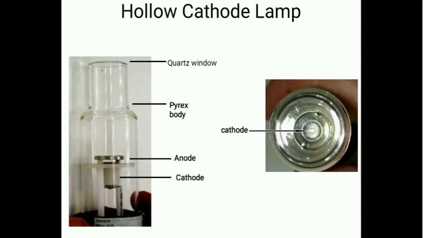So this is the hollow cathode lamp. On the very top, a quartz window is there. Then at the bottom we have the cathode and anode.